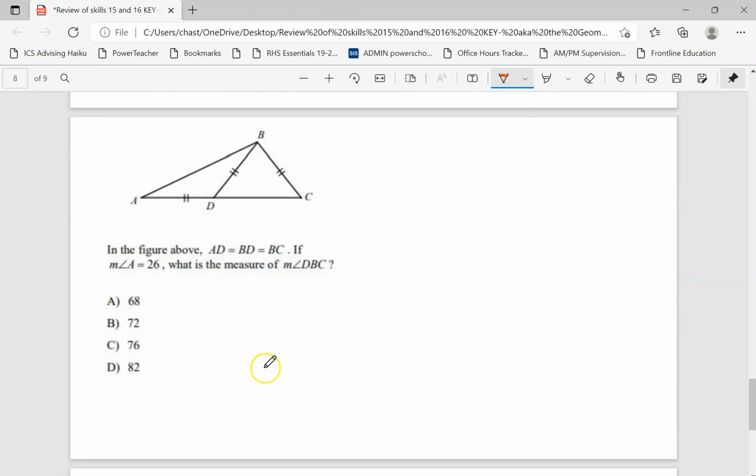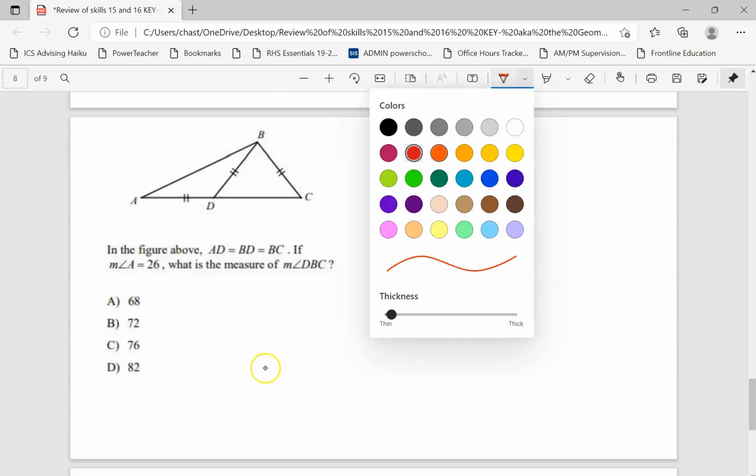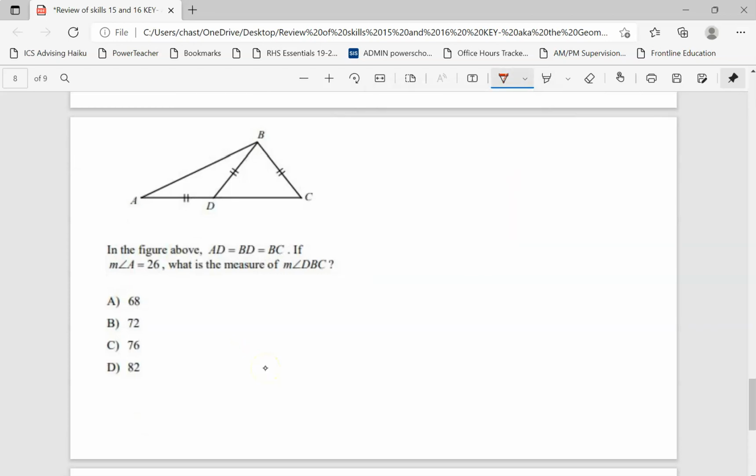All right, last one. In this problem, we are told that AD is congruent to BD, and we've got that marked. So AD is down here, and BD is to the side. So that means angle A will be congruent to the upper angle B. The measure of angle A is 26 degrees. What is the measure of angle DBC? All right, so they want to know this angle here.